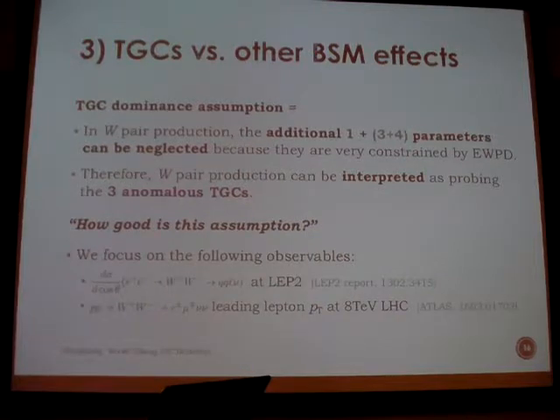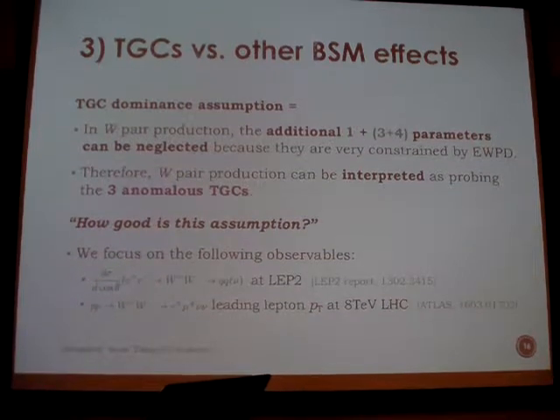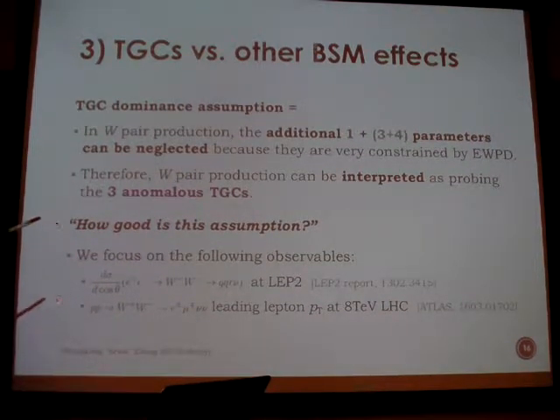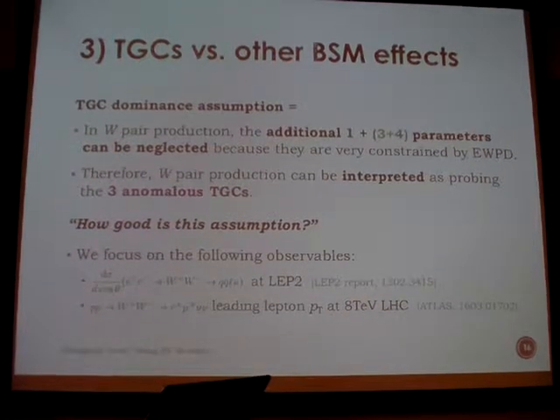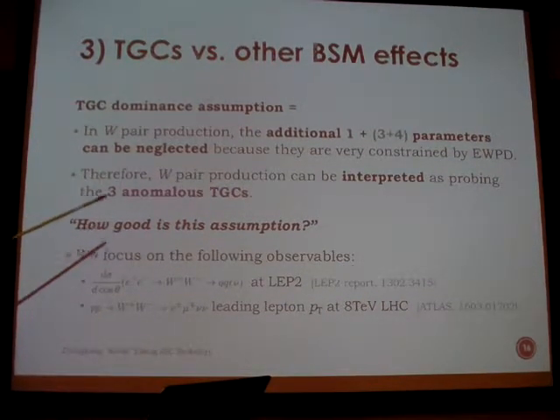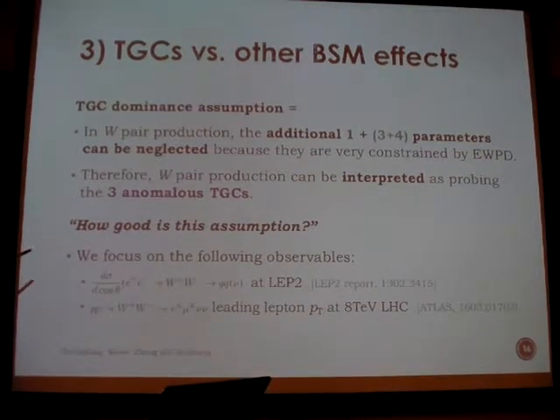So after this exercise, we can now formulate the TGC dominance assumption in a more precise way. This assumption is really saying that in W pair production, the additional 1 plus 3 plus 4 parameters can be neglected because they are very well constrained by electroweak precision data. And therefore, W pair production can be interpreted as probing just the 3 anomalous TGCs. And of course, the question we want to ask is, how good is this assumption?